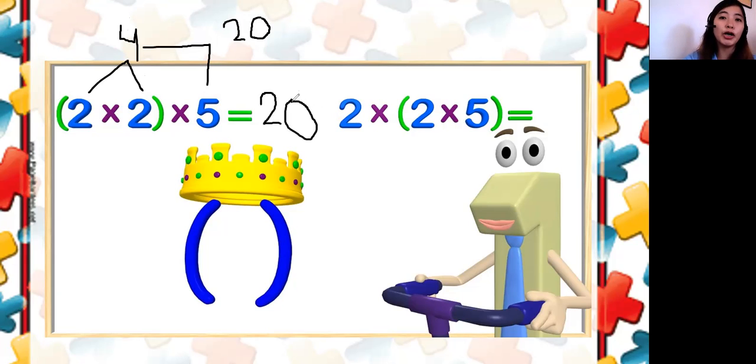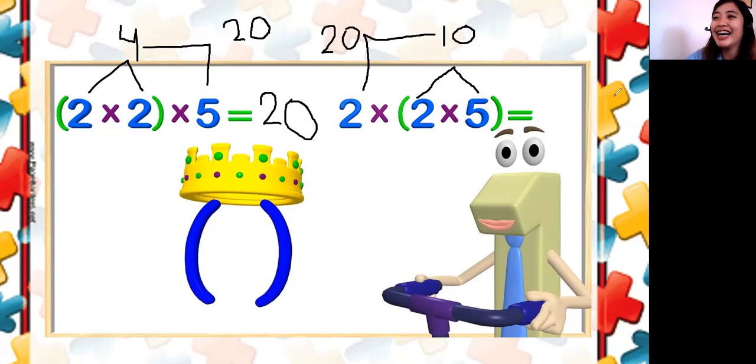So let us try the other one. I have here 2 times 2 times 5 as well. But what is in the group? Yes, it's 2 times 5. So that's the one that we're going to multiply first. What is 2 times 5? Yes, it's 10. And then, let's multiply 10 by 2. What is 10 times 2? It's also 20, right? Very good. Okay, so we have here 20.